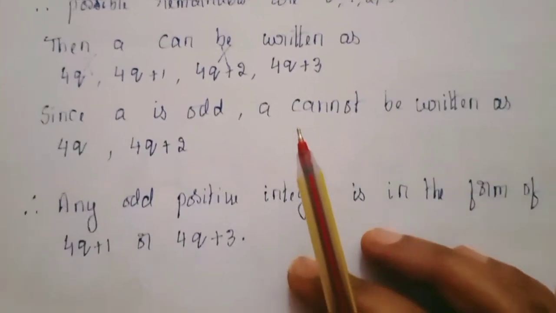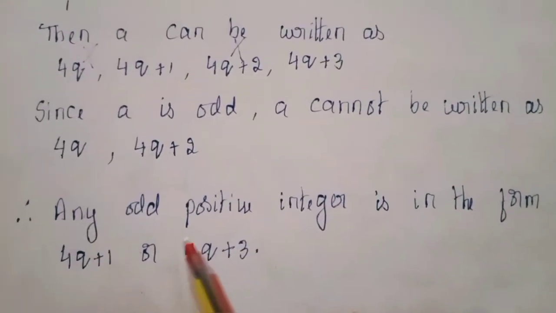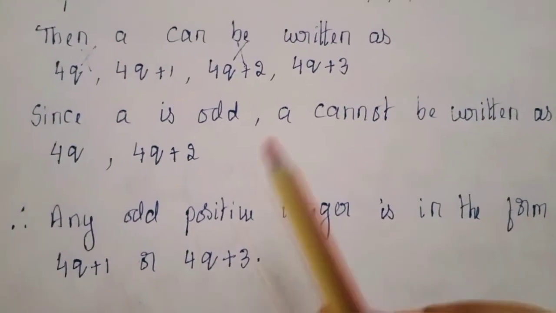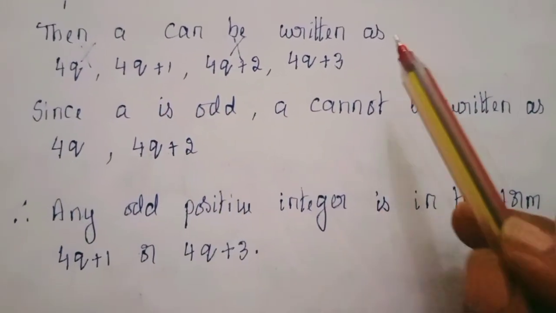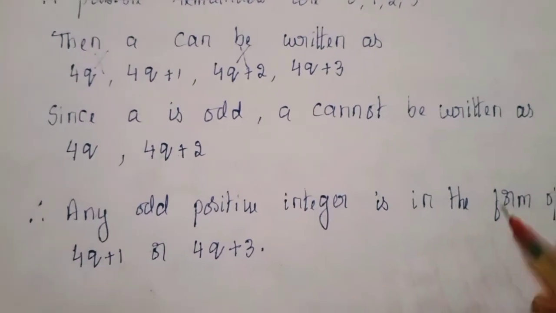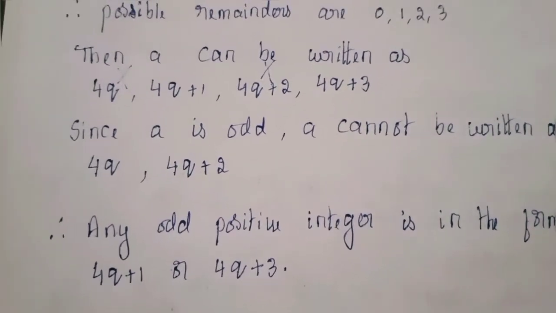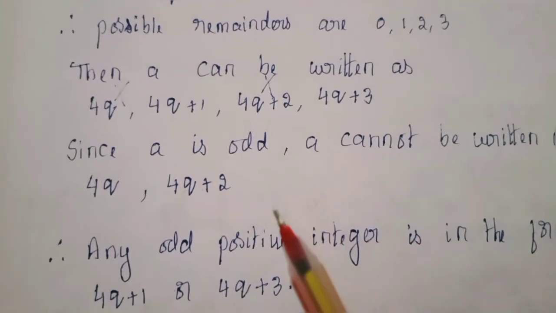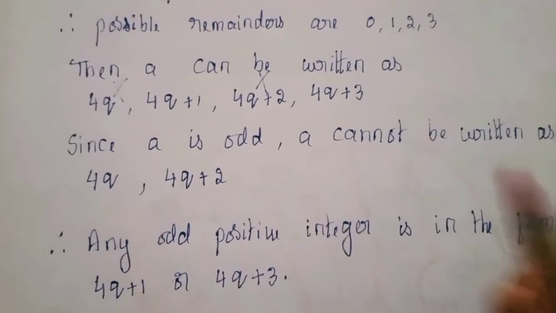At last, view the conclusion. Therefore, any odd positive integer is of the form 4q plus 1 or 4q plus 3. So if you compare these two examples, both are same. The only difference is in example 2 the divisor is 2 and in example 3 the divisor is 4. Thank you, children.